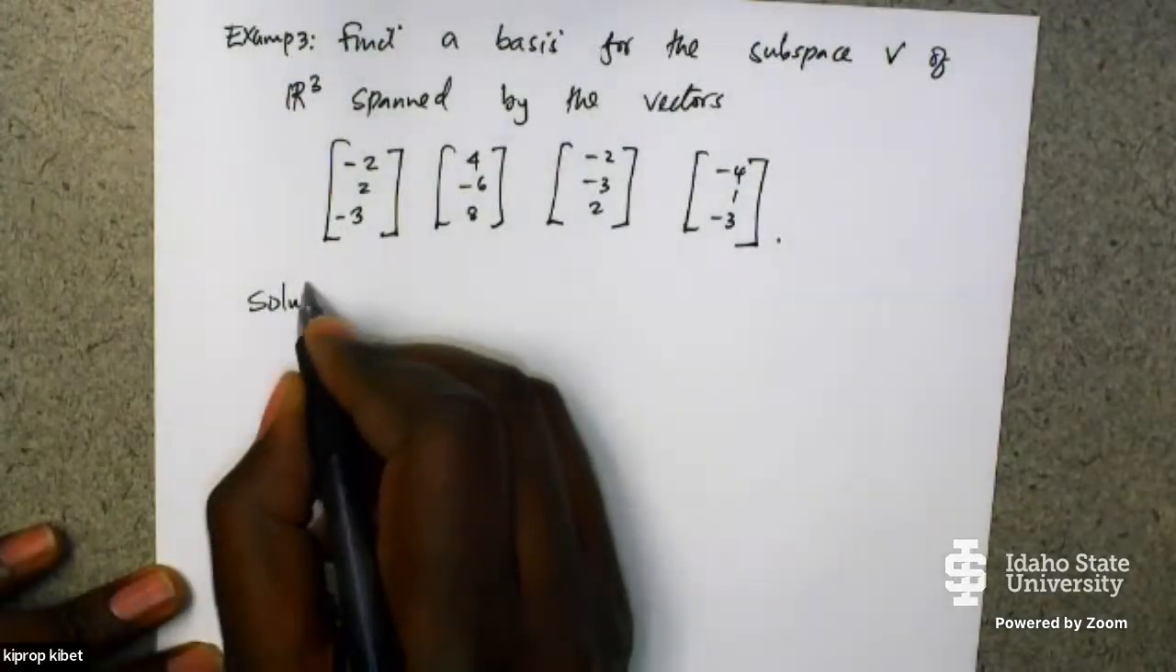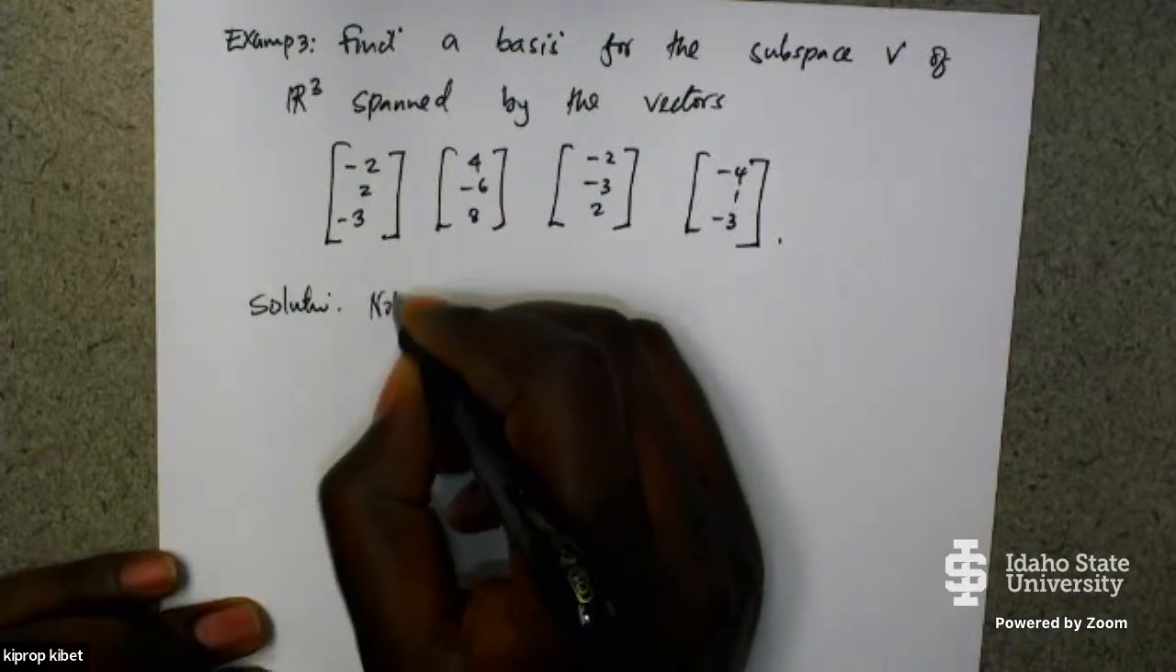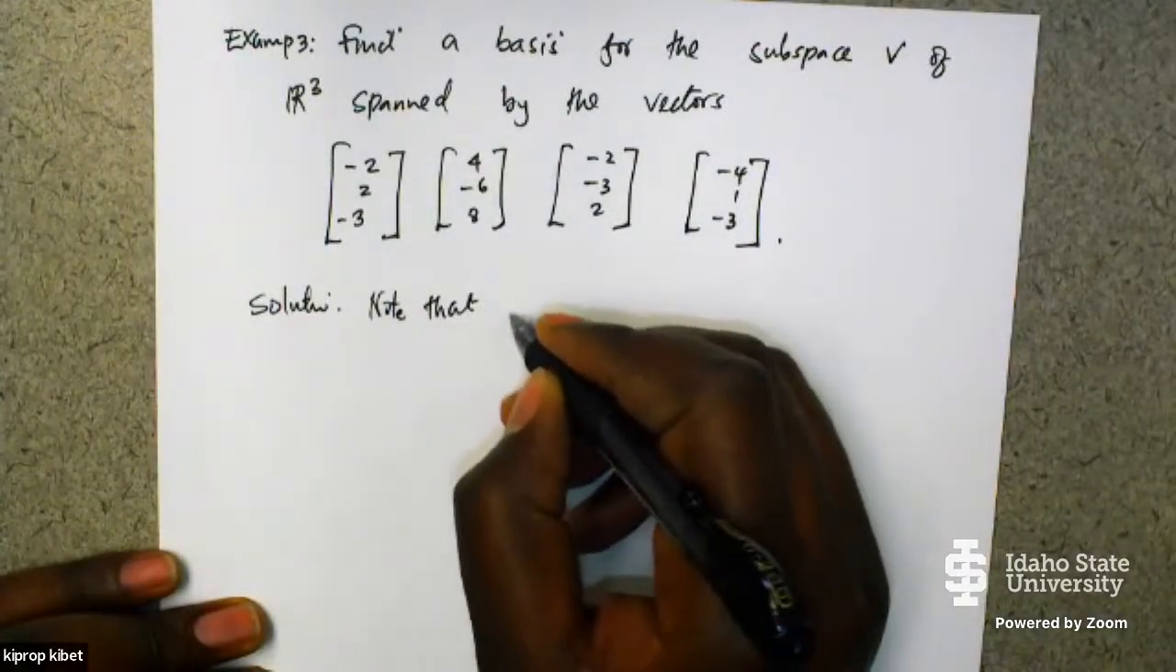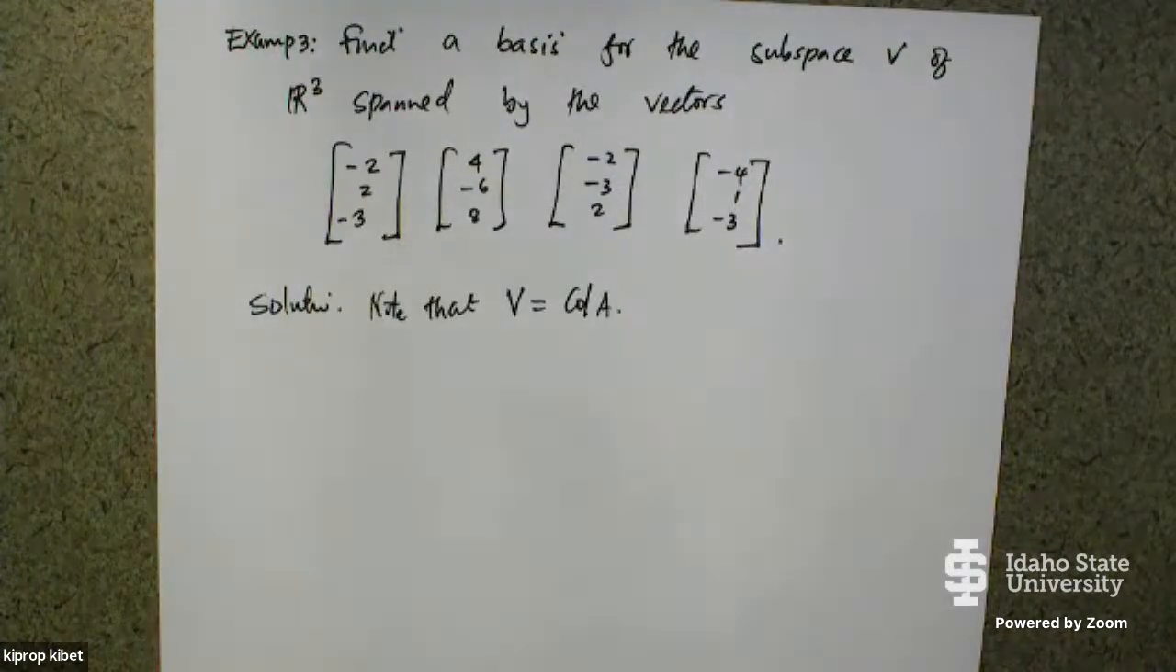So how can we find this? So what is the solution? In this case, we should note that V is equal to the column space of A. So getting the subspace V is the same as getting the column space of A. The column space of A is found when we use this matrix, and the vectors which give us the pivot positions are the ones which are in the column space of A.